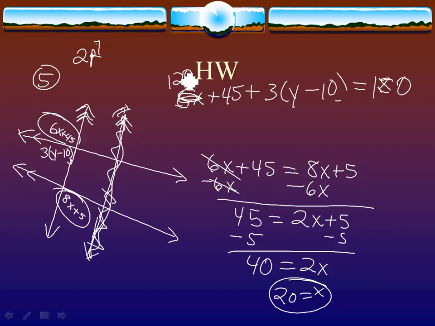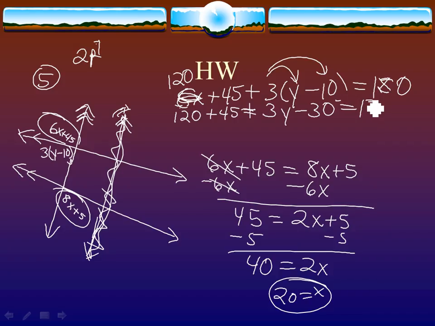We can get rid of the parentheses. So distribute, got 120 plus 45 plus 3y minus 30 equals 180. You mean plus? Oh, plus, I put equals in it. We'll pretend that's 180. There. Perfect. Yeah.